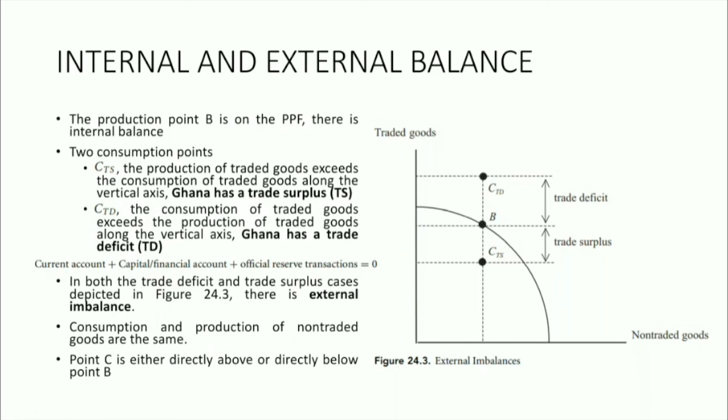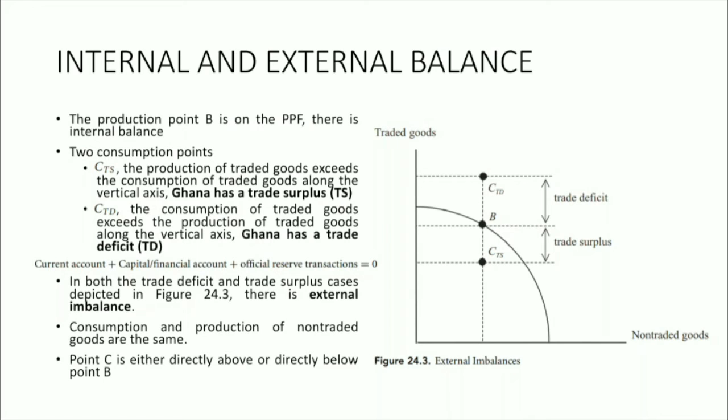And for the second consumption point, that is CTS, if consumption is at this point, then the production of traded goods exceeds the consumption of traded goods along the vertical axis. So this implies that Ghana has a trade surplus, which is why we named the point CTS. Again, to simplify matters, we interpret this trade surplus as a current account surplus. If there's a current account surplus, there must be a capital or financial account deficit and/or an official reserves transaction deficit. This can come from negative direct or portfolio investment balances or from building up foreign reserves.